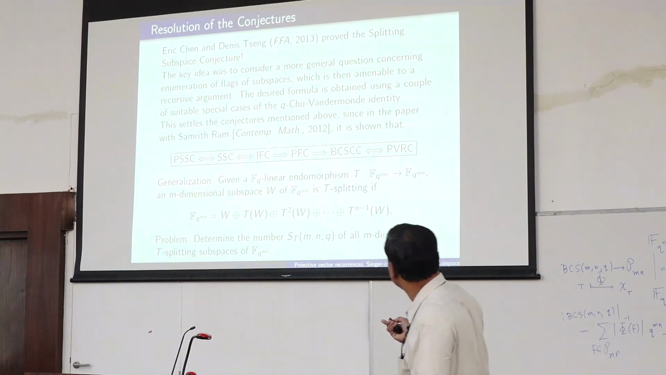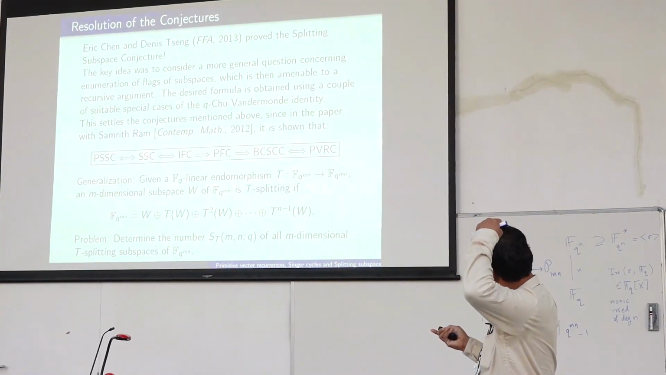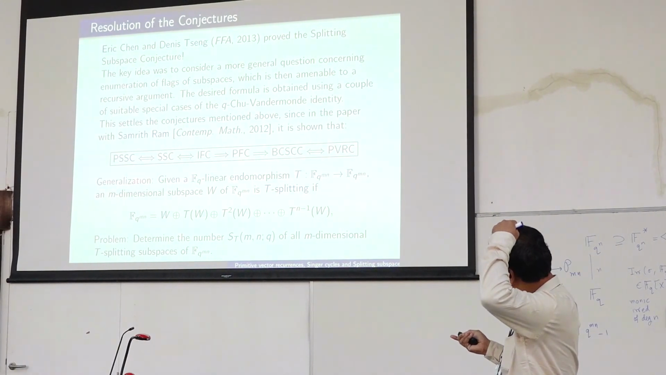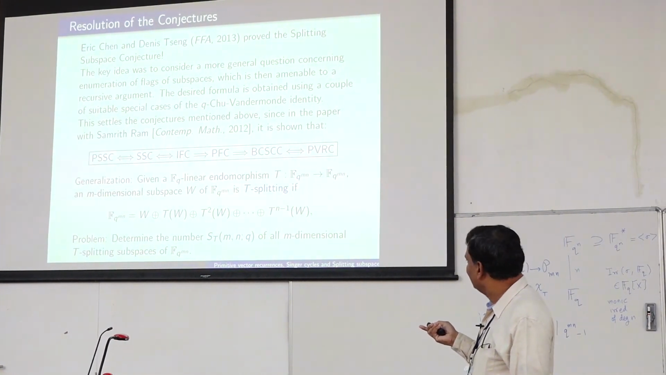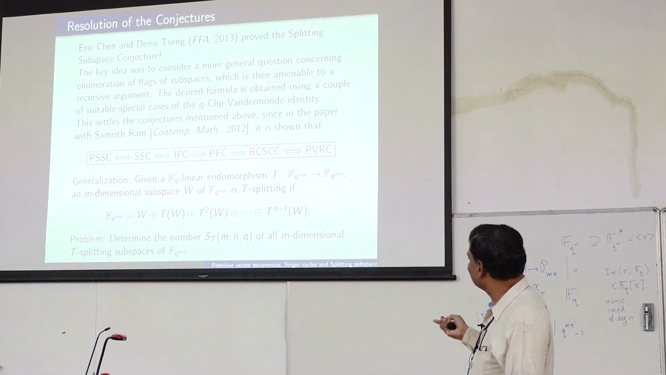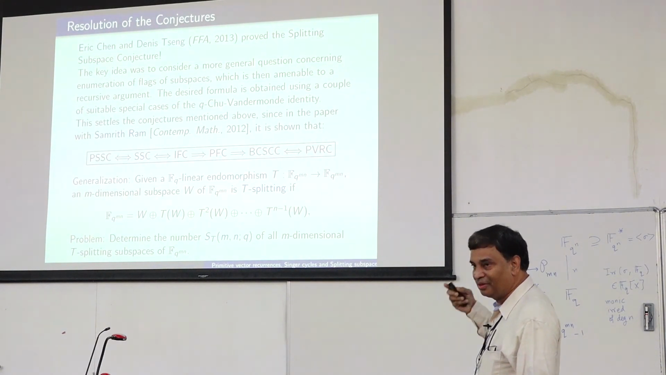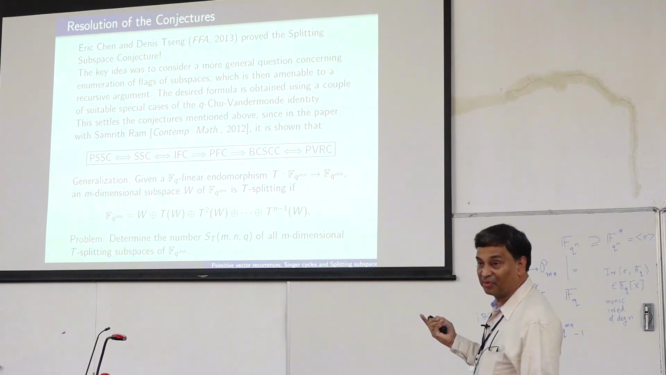If you remember the abbreviation, the splitting subspace conjecture is equivalent to the pointed splitting subspace conjecture. It turns out it is equivalent to the irreducible fiber conjecture, which implies the primitive fiber conjecture, and the primitive fiber conjecture would imply the block companion Singer cycle conjecture, and that is equivalent to the primitive vector recurrence conjecture. So, if you for example prove this, then everything follows.